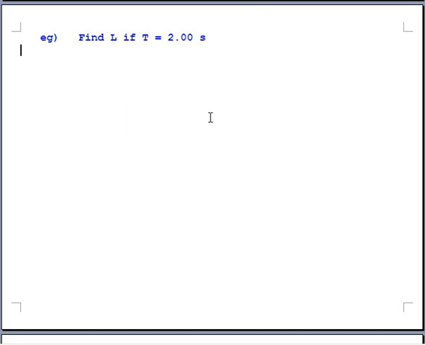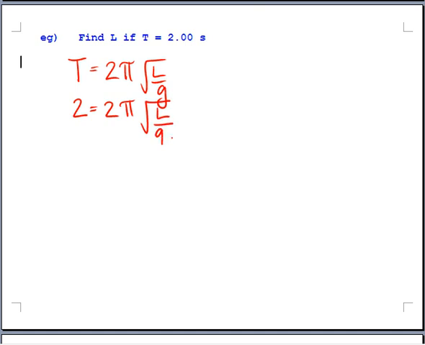Let's try this one. Find the length if the period is 2 seconds. So we're going to have to do a little bit of algebra on this one, and I'll do this one by hand with you. So the equation was T equals 2 pi root L over G. And here we actually know the period is 2 seconds. So 2 equals 2 pi root, we're looking for L. We know G is positive 9.8.